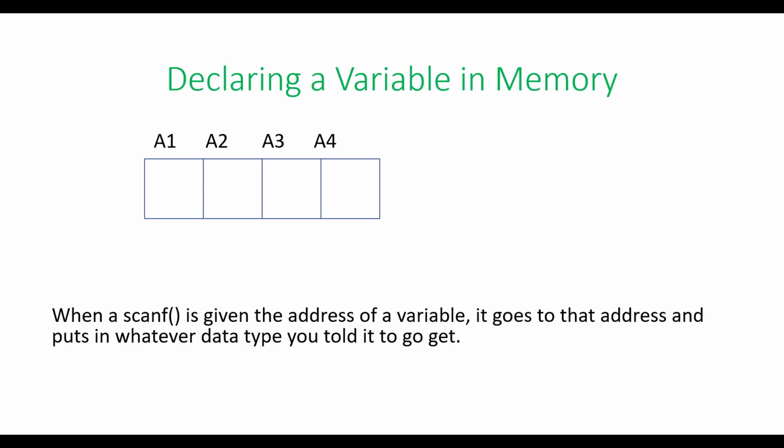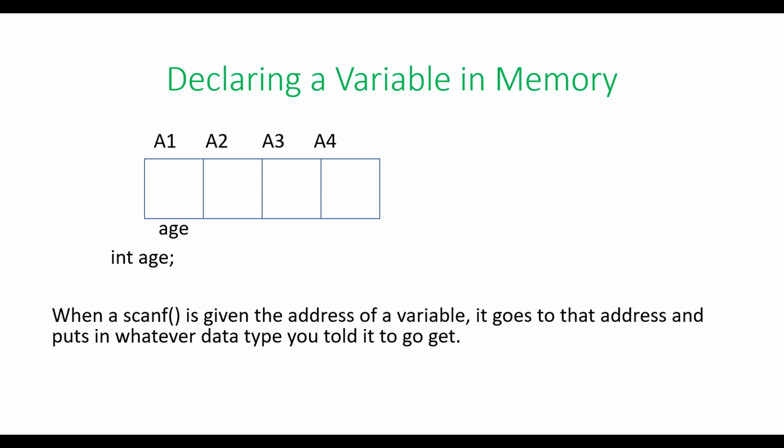When scanf is given the address of a variable, it goes to that address and puts in whatever data type you tell it to. So for example, if we have int age, we have just now put the code in to declare a variable called age that will hold an integer. So on this declaration the computer will go ahead and find room. Notice I have my addresses A1, A2, A3, and A4, and it's going to allocate a spot for age.